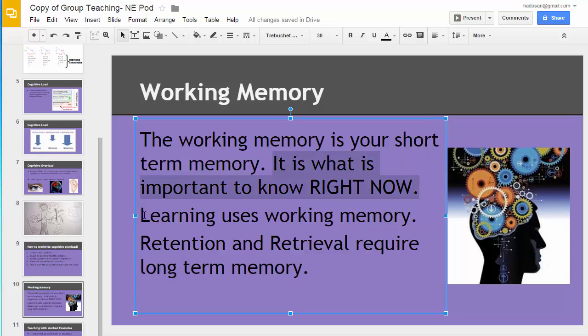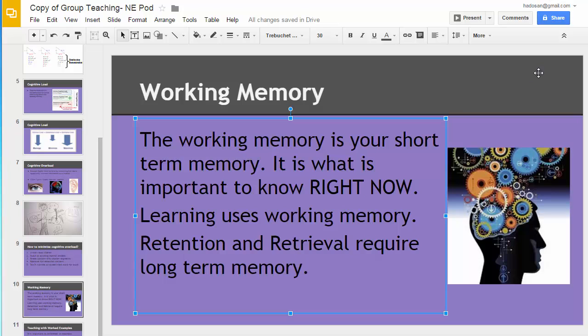Then the third part, learning uses working memory. In what way? How does it work? You definitely need explanations here. Retention and retrieval require long-term memory. Okay, but why? How does it work? If your students already know the answers to these questions, then that's fine. But chances are they do need explanations.